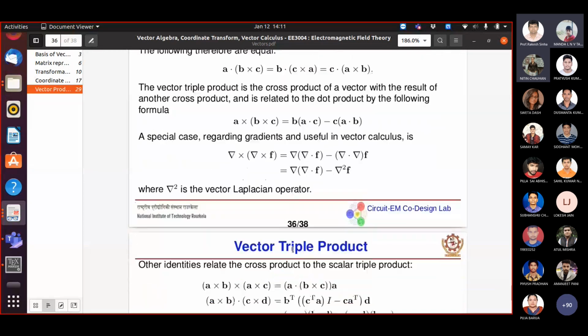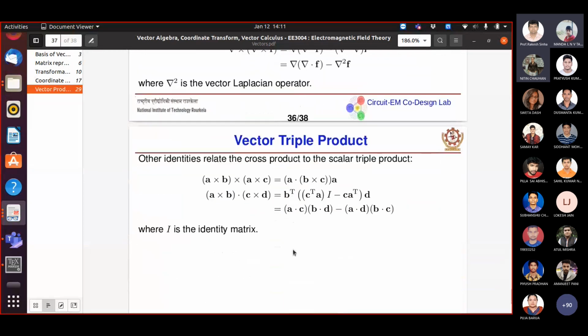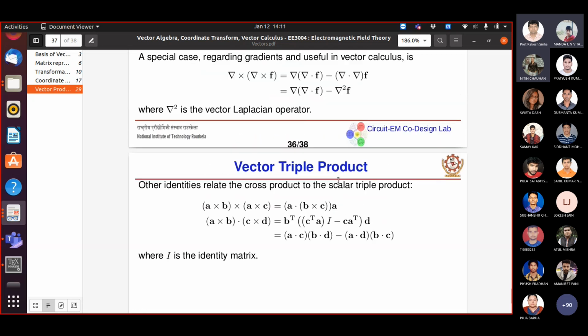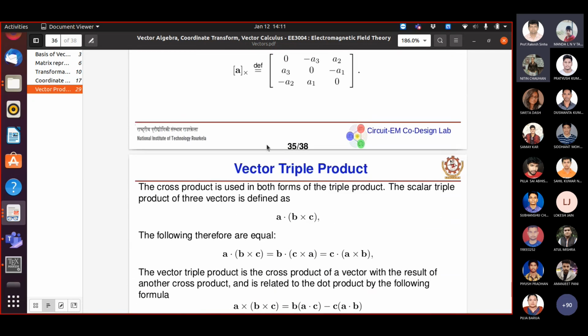Okay, then another product that is available. This property is not important because we don't need this one, so we may skip it. Okay, so that's all from this side.